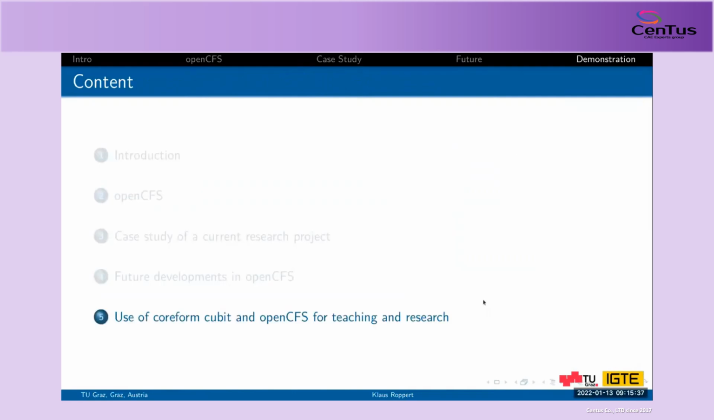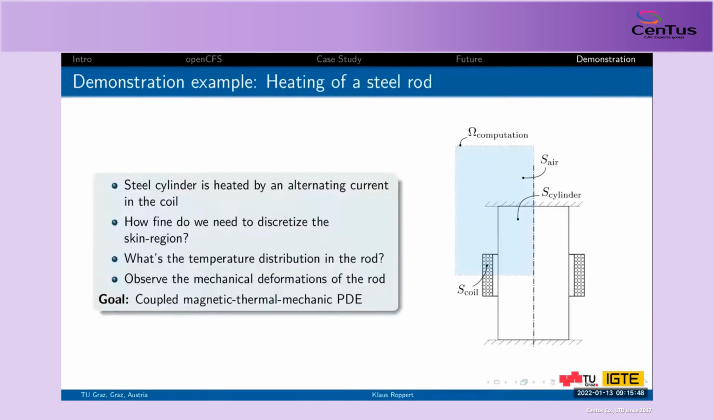Okay, then let's jump right on to the demonstration example, how I'm typically using Coreform Cubit and our software openCFS for teaching. So this is the problem that I want to simulate now. It's an artificial example, so I totally made it up. It's not a real application. So what we basically want to do is, we're having a steel cylinder here that is, let's say, welded to a rigid structure at the top and at the bottom side.